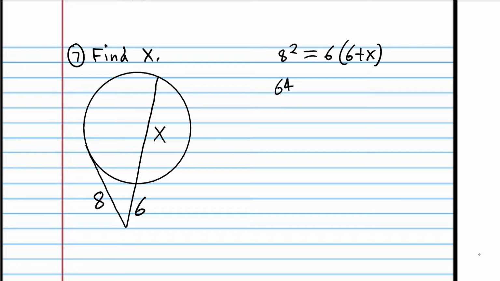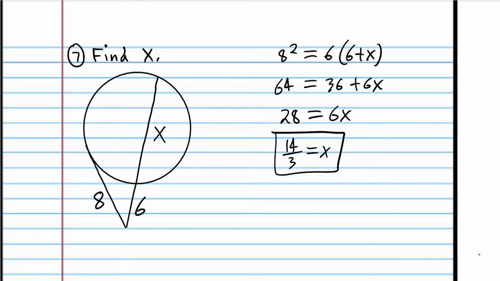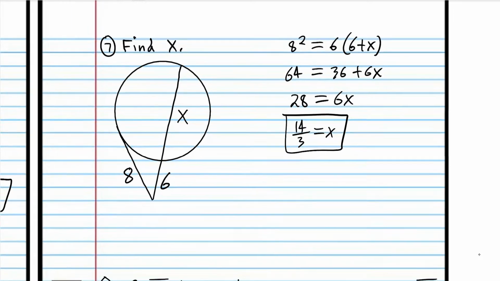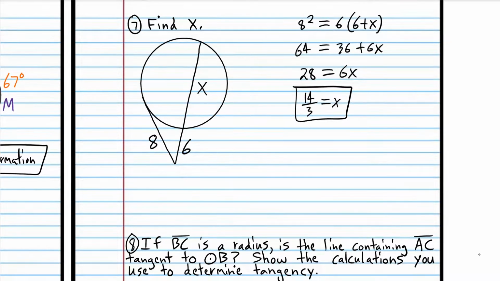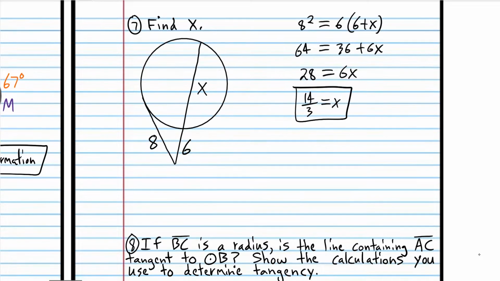So 8 squared is 64, and using distribution, 6 times 6 is 36, 6 times x is 6x. Subtract 36 from both sides, and that is 28. Divide both sides by 6, and if you reduce, we get 14 over 3. I don't require you to put that in a different form, a mixed number form or a decimal form. You can just leave it like that. But if you want to, you can put it in a different form. It doesn't really matter. So if you got that one right, good job.